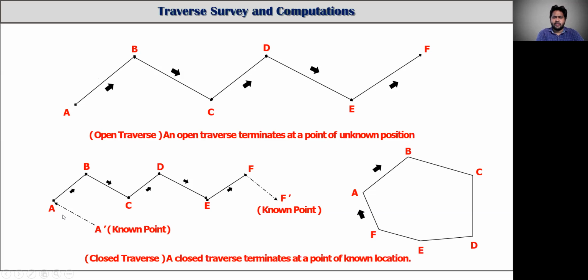If you observe here, this is a closed traverse. A is here, then B, C, D, E, F and back to A. In a closed traverse, the station starts at one point and the traverse again ends at the same point. Then it is called a closed traverse. So here the picture indicates a closed traverse.